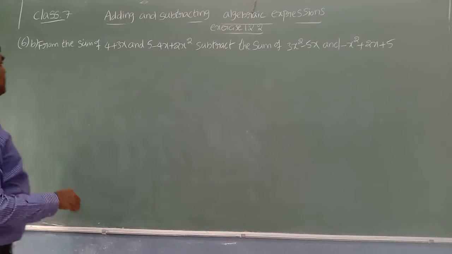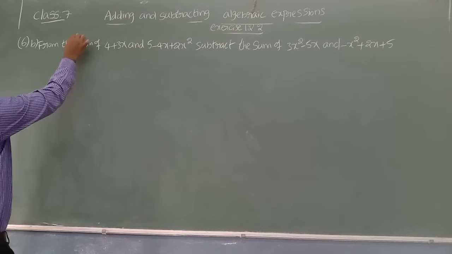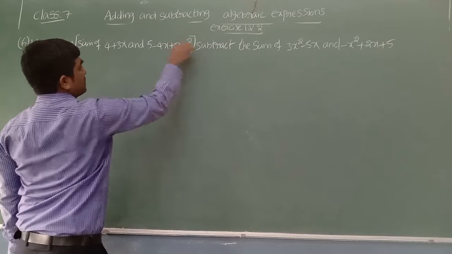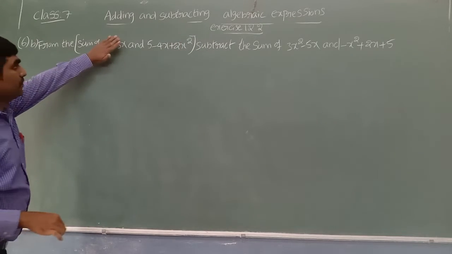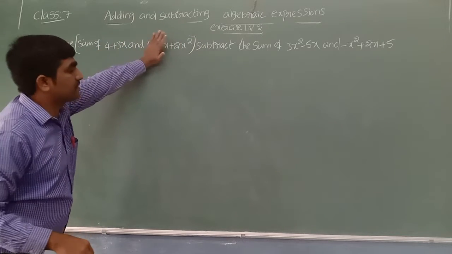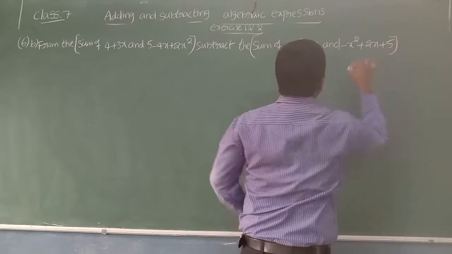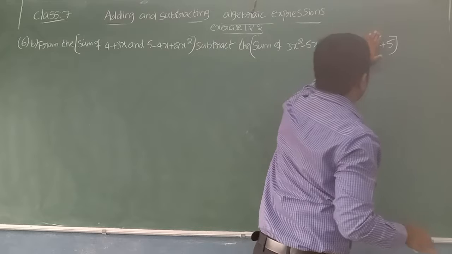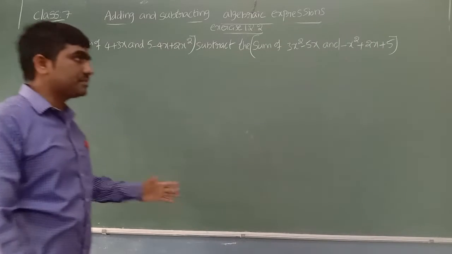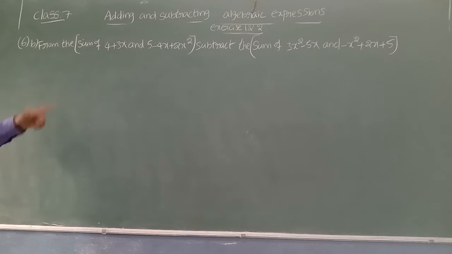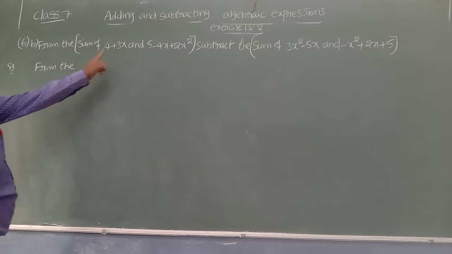You can see right here what the meaning of the question is. From the sum of, first we have to find the sum of these two expressions. Find the sum of the first expression and second expression. Then later we'll see what we can subtract from where. First we'll find the sum of these two here. See my solution. What next? Sum of these two.